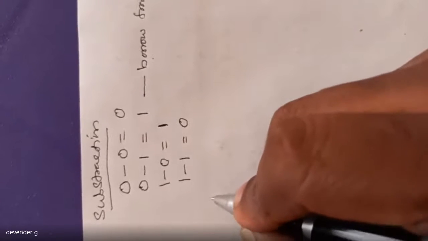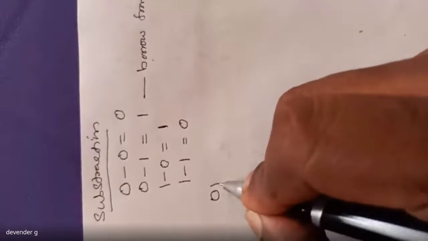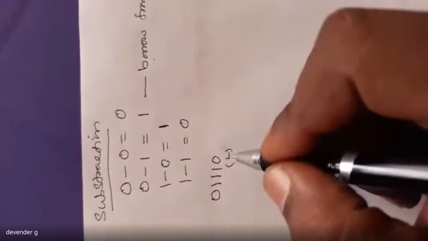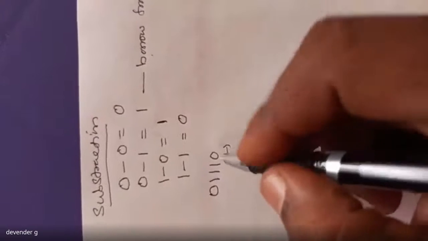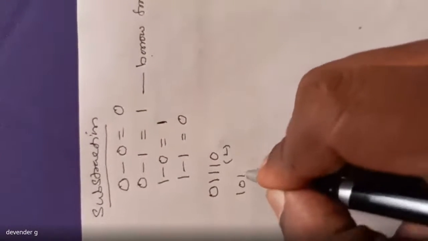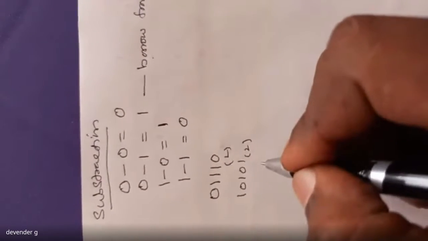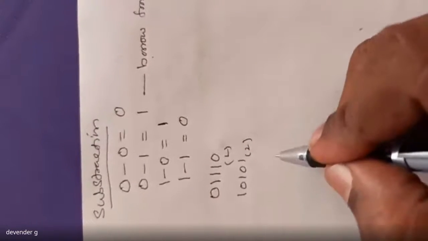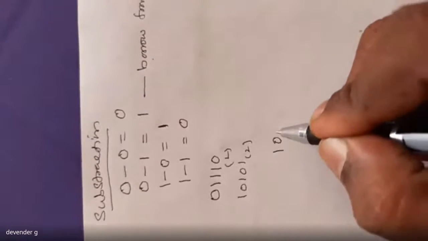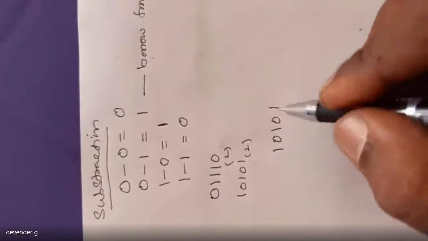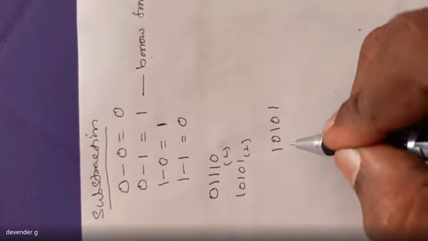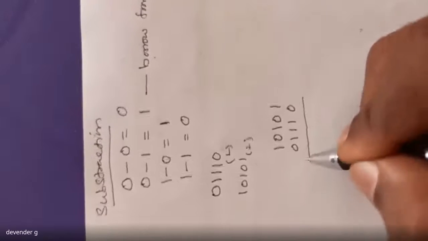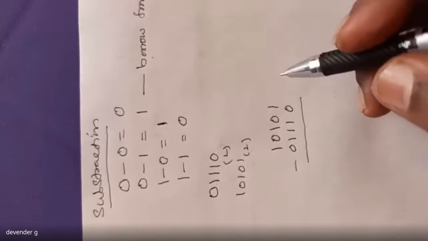I'll take some numbers: 10110 base 2 and another number 10101 base 2. So I'm subtracting this one. The first number is 10101 and 01110. Now apply the rule and tell me one by one.